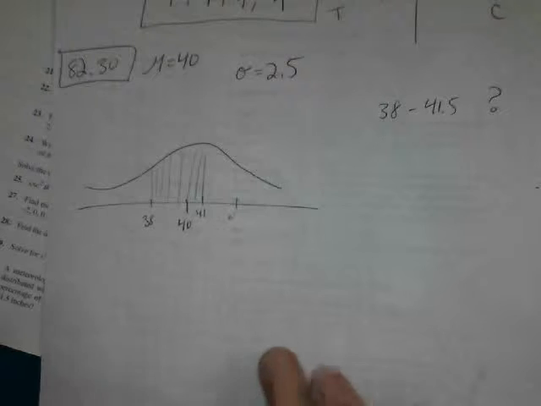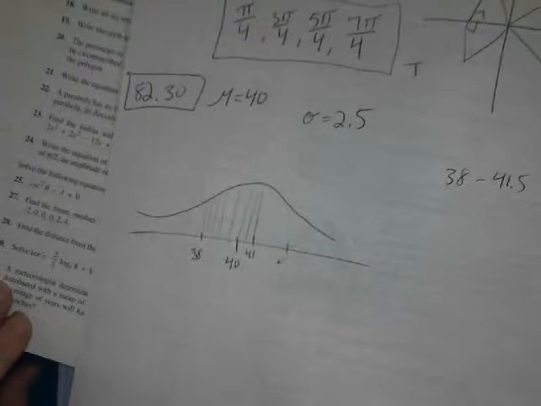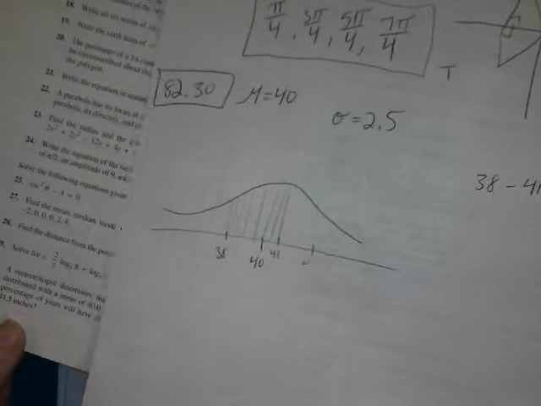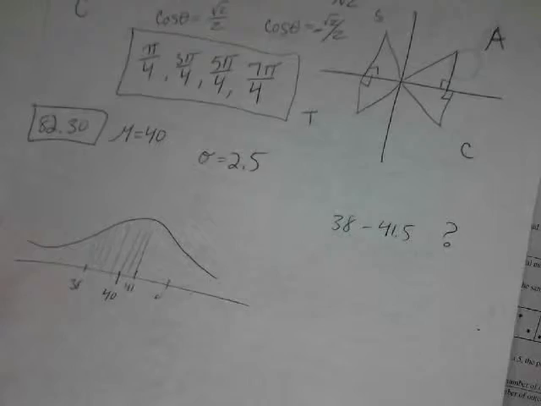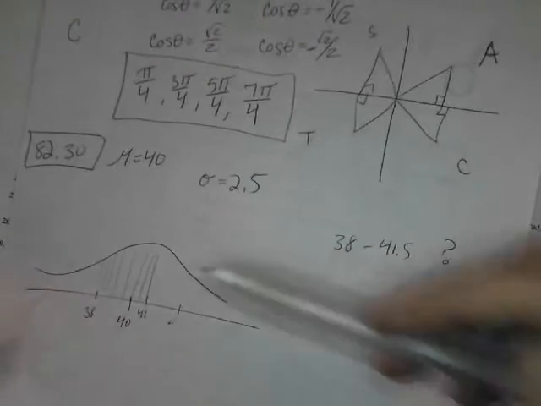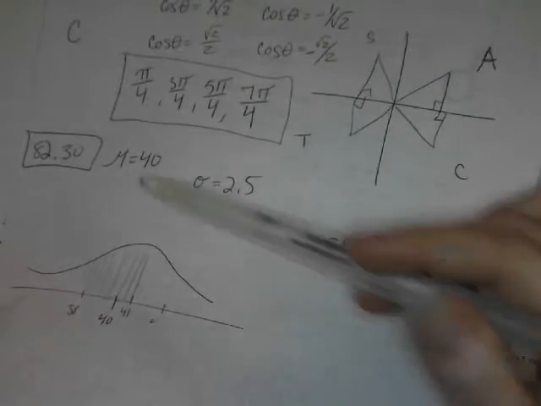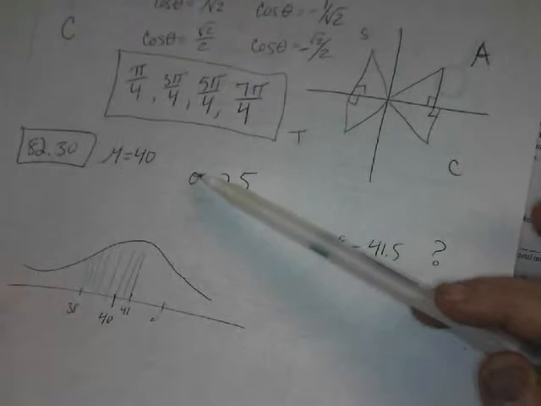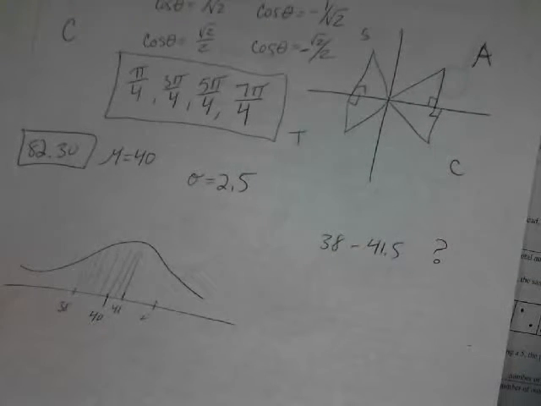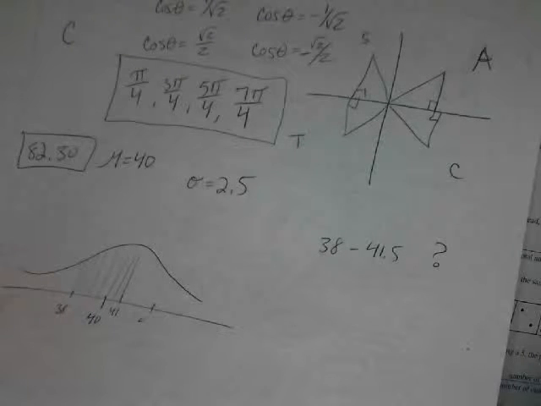This is lesson 82, number 30. So it's talking about rainfall, I think. It says, meteorologists determine that the annual rainfall in his hometown is normally distributed with a mean of 40. That's mu, that stands for mean, and a standard deviation, that's not omega, sigma, 2.5. What percentage of years will have an annual rainfall between 38 and 41.5?